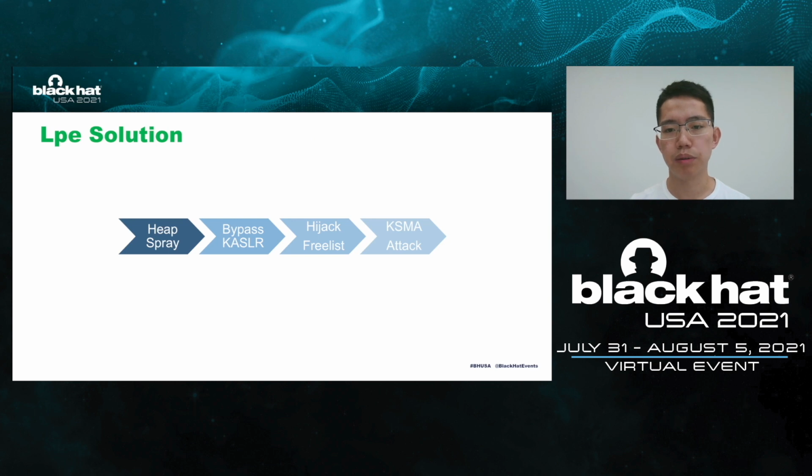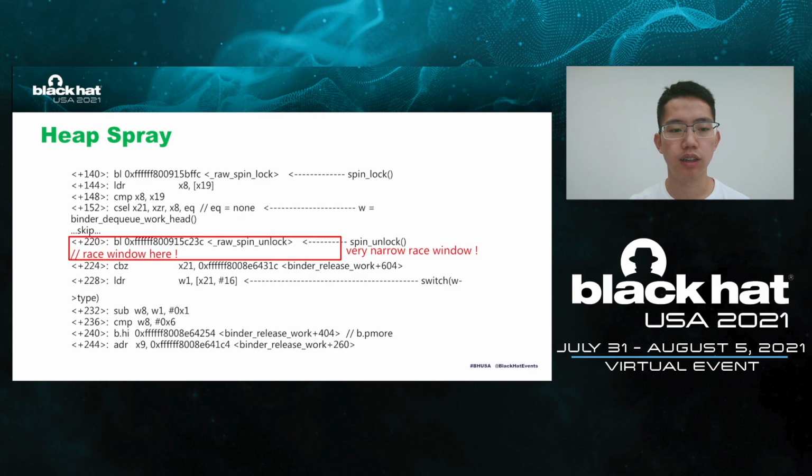For a UAF problem, the first step, of course, is using heap spray to modify the content of a freed buffer. Because we want to launch a KSMA attack, a kernel base address leak is also needed. And then we'll talk about how to hijack the free list and achieve the KSMA attack.